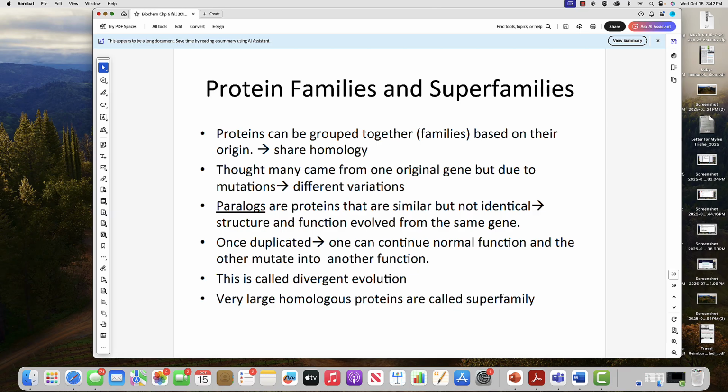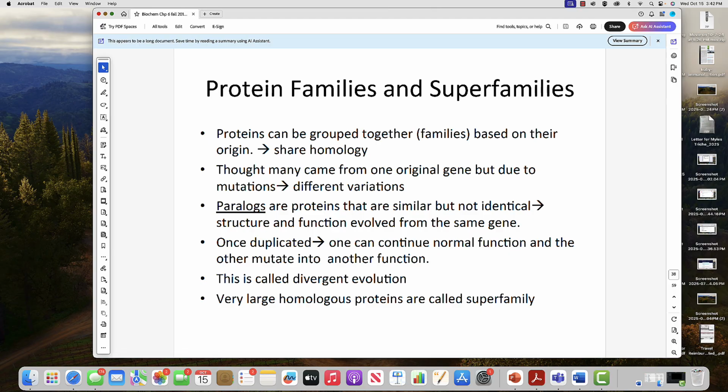Through gene duplication and mutations, these families of proteins diversify into what we call paralogs, and those are proteins that are related but have different functions. Myoglobin and hemoglobin are classic examples of this relationship. They're both foundational globin genes, but they operate differently.